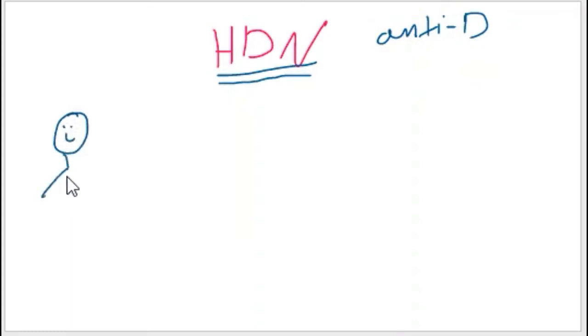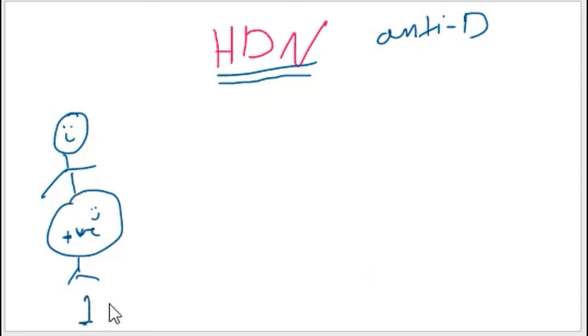In case of hemolytic disease of the newborn, the vast majority of the severe cases are associated with anti-D. So if the mother is negative, this is the mother, and she is pregnant with a positive baby, in first pregnancy we don't expect to have hemolytic disease of the newborn, because, as we said before, in first exposure the immune system will take time to respond to positive blood and produce antibody. So usually the first pregnancy is not affected that much.